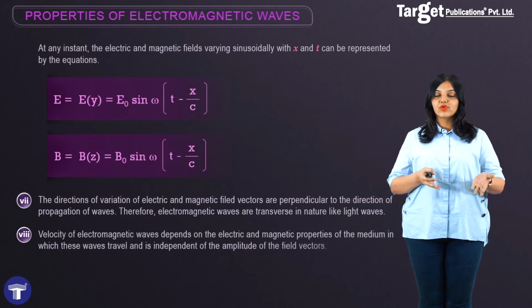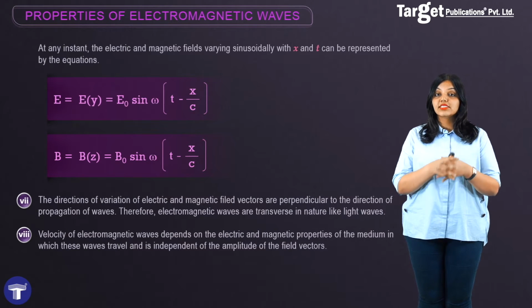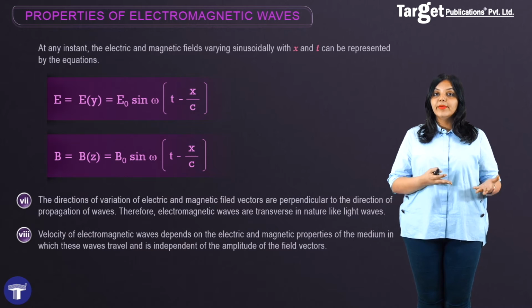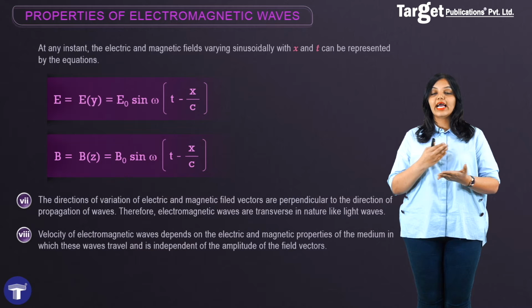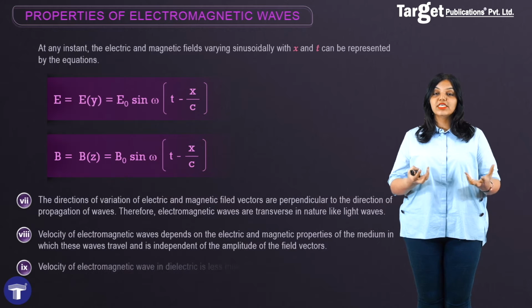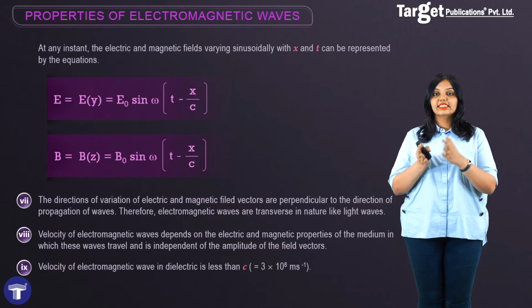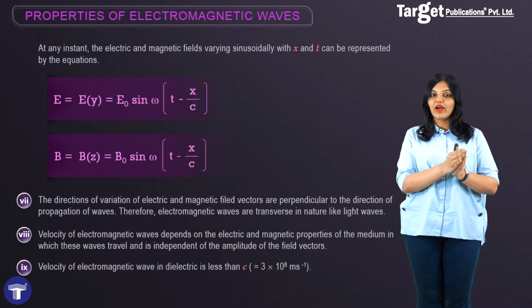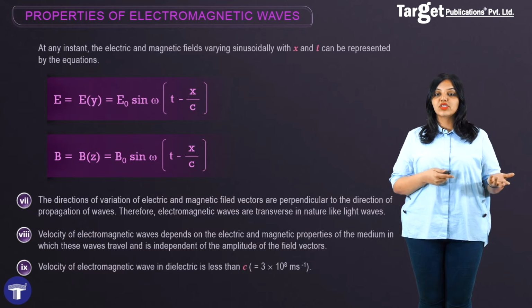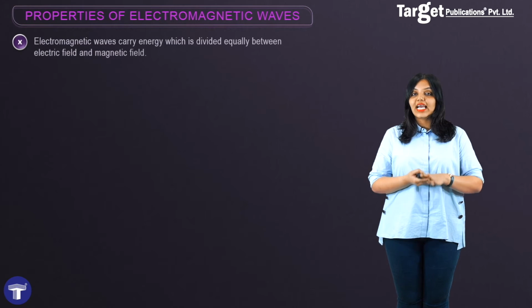Now, the velocity of the electromagnetic wave depends upon the electric and magnetic properties of the medium in which these waves travel. This is obvious because when we find the speed of the wave, we have a formula in which we have μ and ε, the permeability and permittivity, which are properties of the medium, and thus we can see that the speed depends on the properties of the medium in which the wave is traveling. We also saw that the speed of the wave will reduce in a dielectric as compared to free space or vacuum. And finally, also remember that the speed of the wave is independent of the amplitude of the electric or magnetic field vectors.